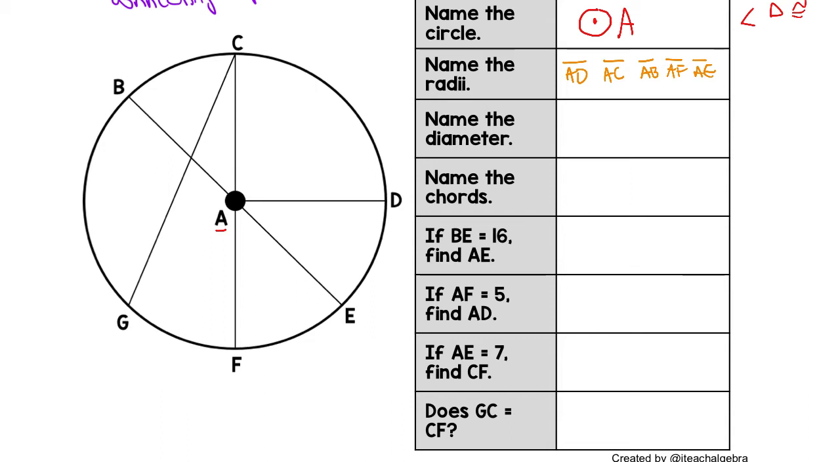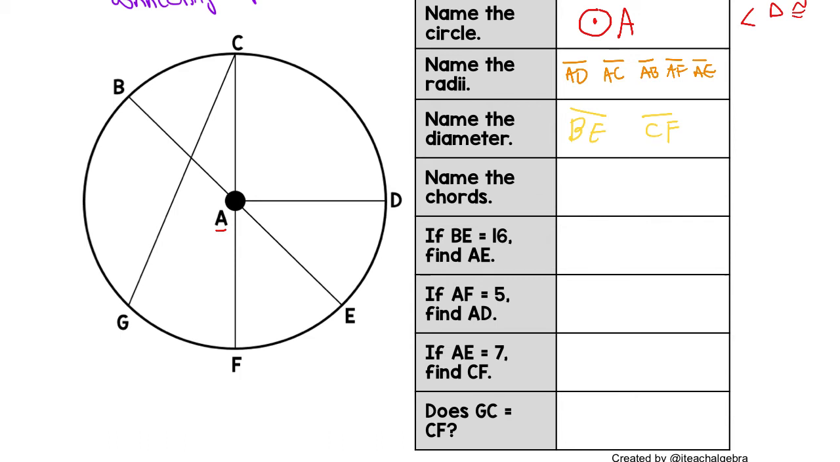Name the diameter. Pause here. Tell me what it is. The diameter is segment BE. Goes through the center, connects the other 2 sides of the circle. There's one more, segment CF, also a diameter. Through the center, that's also a chord.